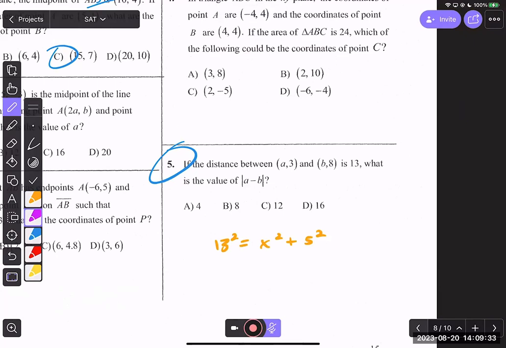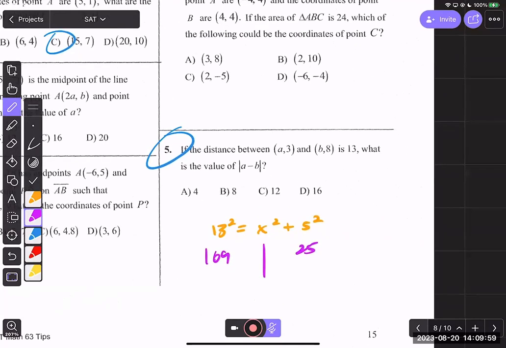The horizontal line, so the distance between A and B. Yeah, that's exactly it, right? So x here represents the horizontal distance between these two points. The 5 here is coming from the vertical distance between 3 and 8, right? Okay, good. And then 13 squared is 169 minus 5 squared, which is 25, is 144. And then the square root of 144 is 12.